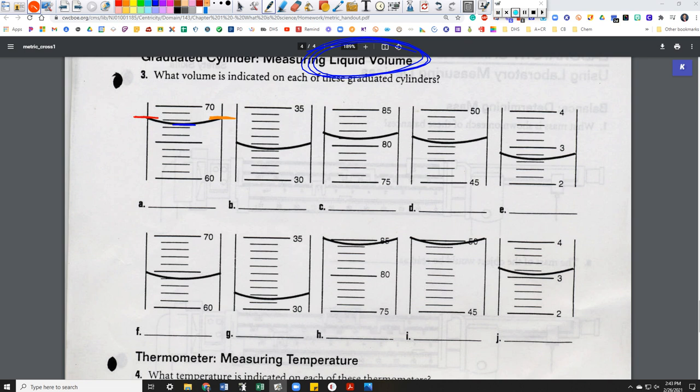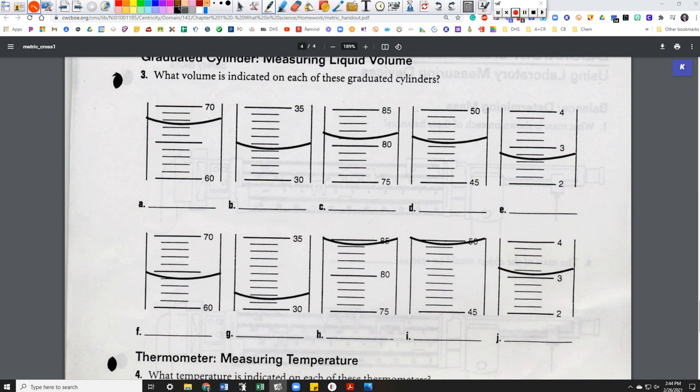M-E-N-I-S-C-U-S. Meniscus. Now, the second component, I'm going to be honest with you. When you start to do these, please be very careful. Make sure you know exactly what each tick mark is. Some of these are values of ones. Some of them are 0.5s. So be careful when you begin measuring them. And so I'm going to do the first one with you guys.